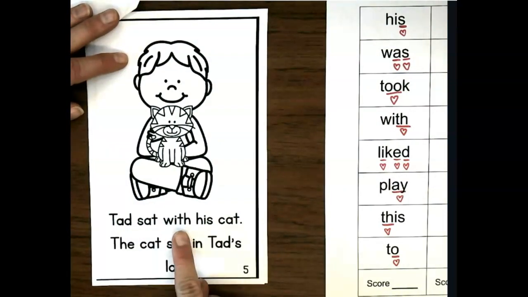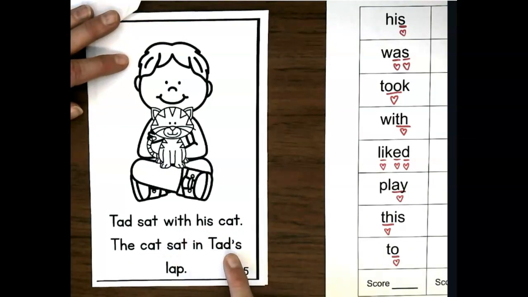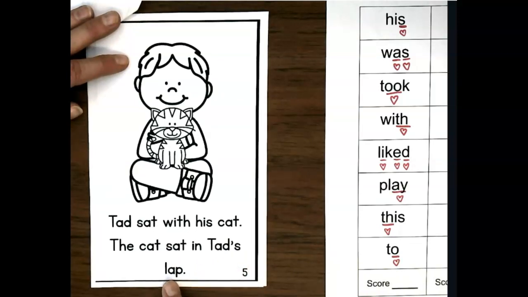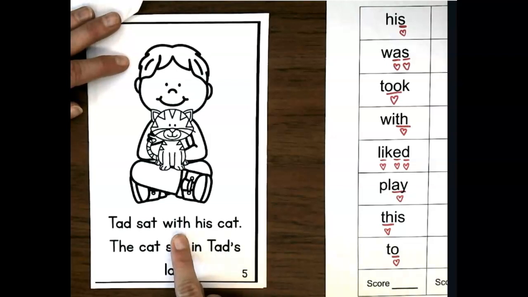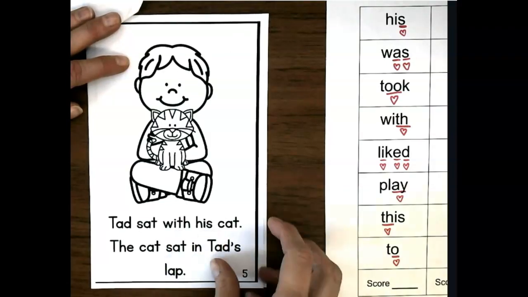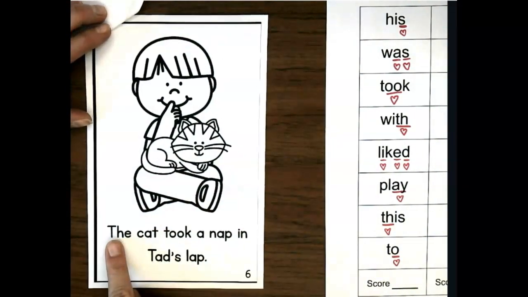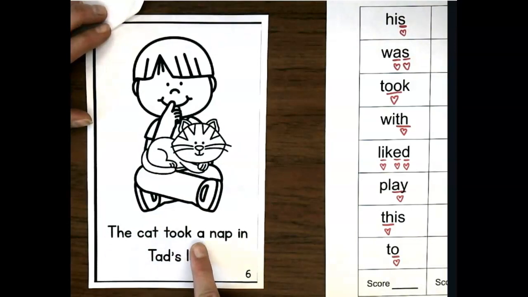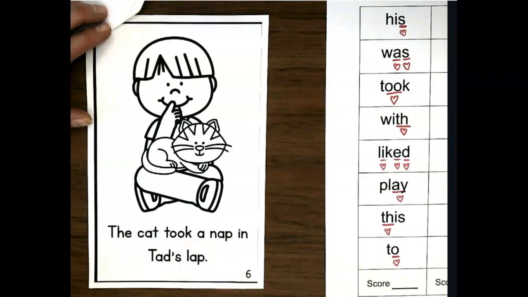Tad sat with his cat. The cat sat in Tad's lap. Say the 2 sight words that you found. Did you say with and his? On this last page, there's 1 sight word. Look for it as I read. The cat took a nap in Tad's lap. Say the sight word you found. Did you say took? Way to go, friends.